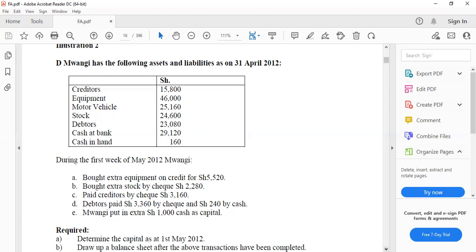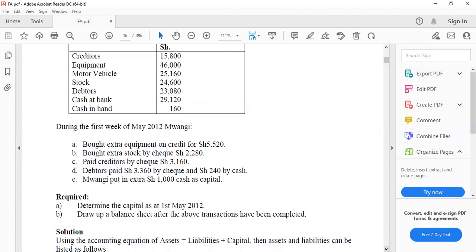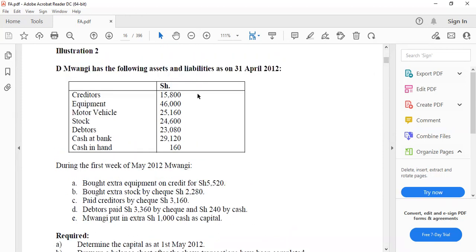So the question is, determine the capital as at 1st May 2012, before the month of May began. Therefore, you are asked to determine the capital from this information here. From the accounting equation, assets are equal to liabilities plus capital. The only liability we have here is 15,800 of creditors. The rest are assets. So I will add all these assets, minus liabilities, to get capital.